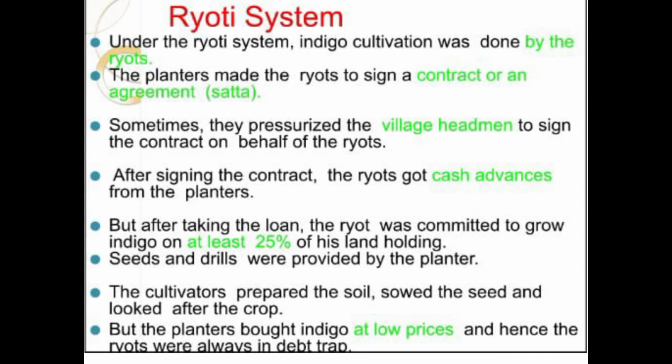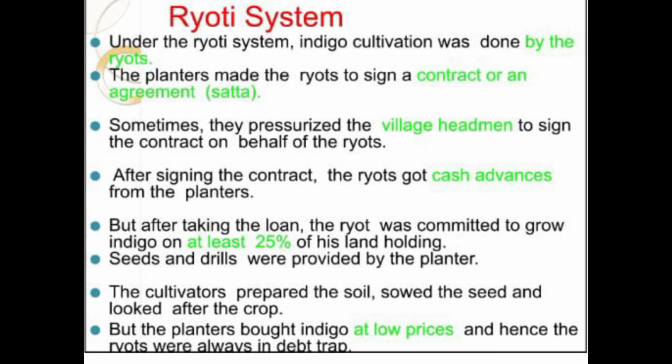But after taking the loan, the ryot was committed to grow indigo on at least 25% of his land holding. The seeds and the drills were provided by the planter. The cultivators prepared the soil, sowed the seeds, and looked after the crop. But the planters bought indigo at low prices, and hence the ryots were always in a debt trap.